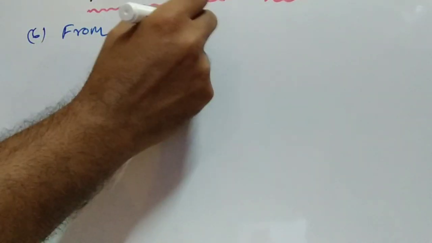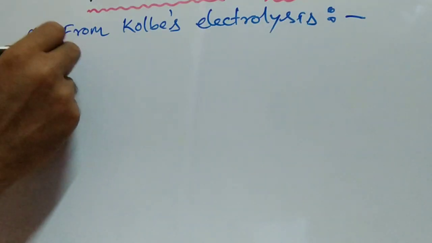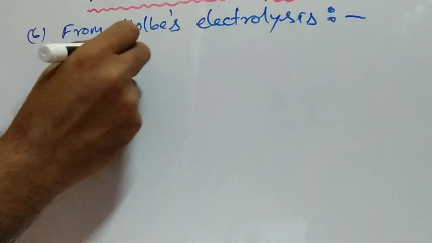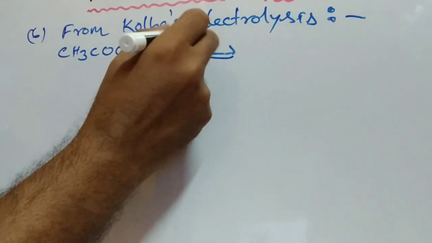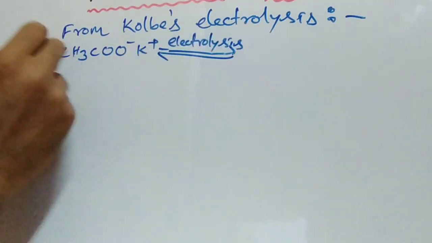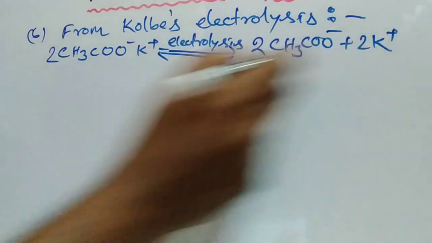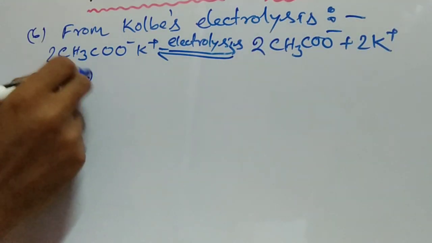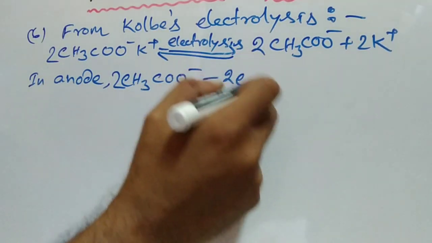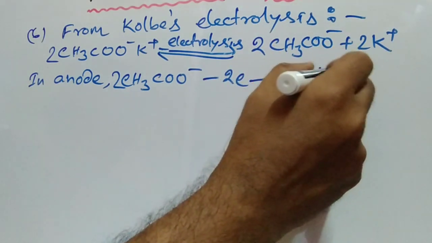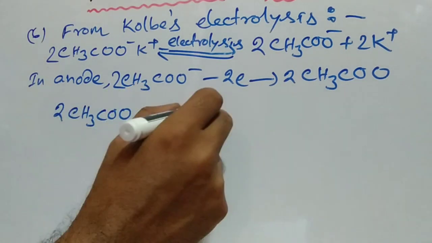Alkane can also be formed from Kolbe's reaction of electrolysis. When an aqueous solution of sodium or potassium salt of carboxylic acid is electrolyzed, alkane is evolved at the anode. First, potassium acetate ionizes to form acetate ion and potassium ion. Now acetate ion, being negatively charged, goes to the anode and releases an electron to form CH3COO. When CH3COO forms ethane, CH3CH3 and CO2.